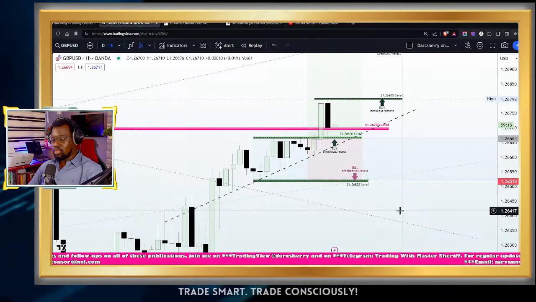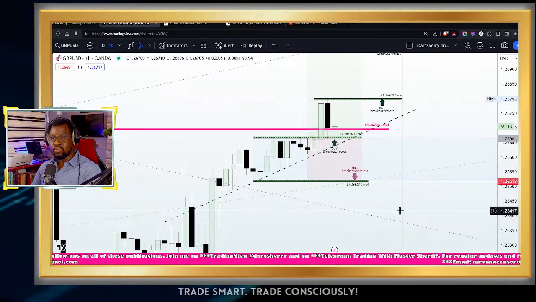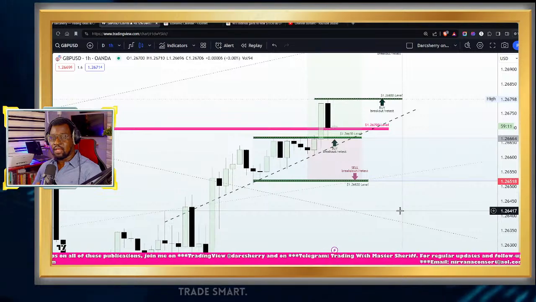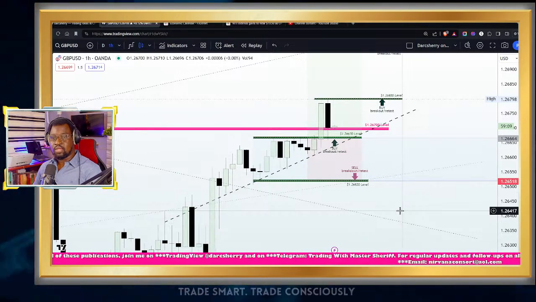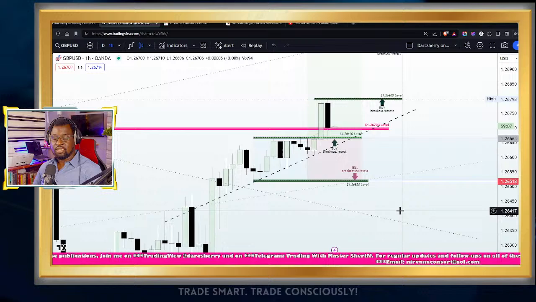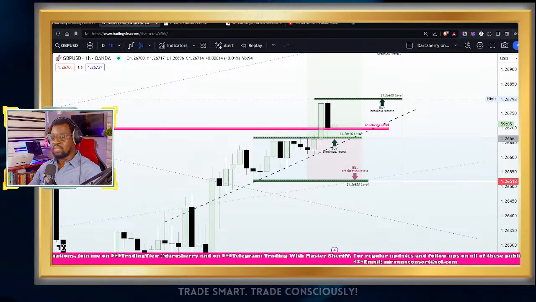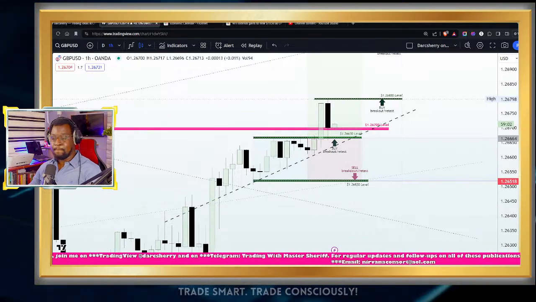So I encourage us all to mark out these levels on our chart, as we will be needing them as a reference point to guide our independent trading decisions for today. So this is my simple view on the GBP USD.